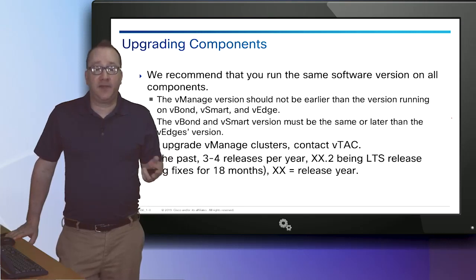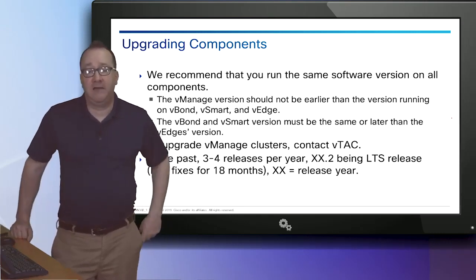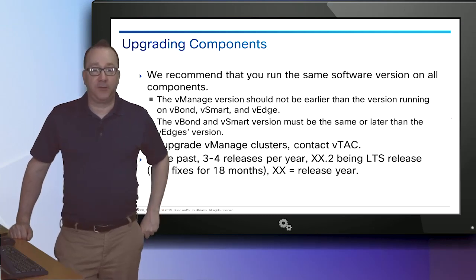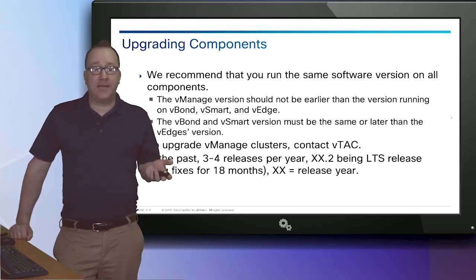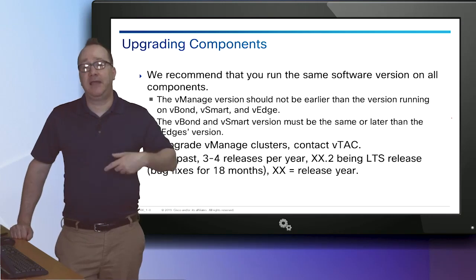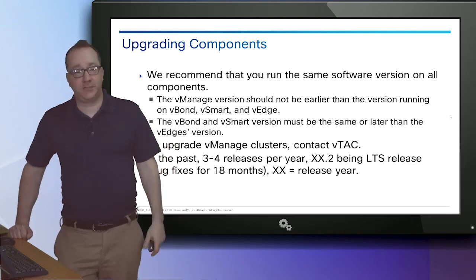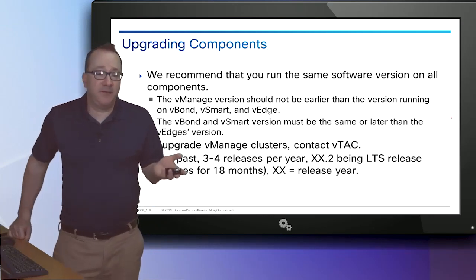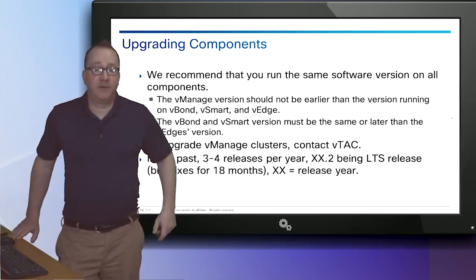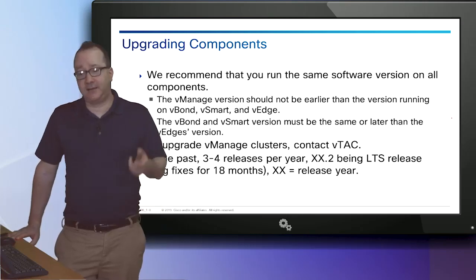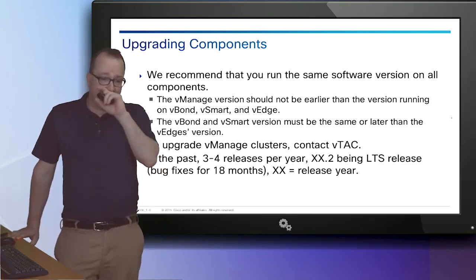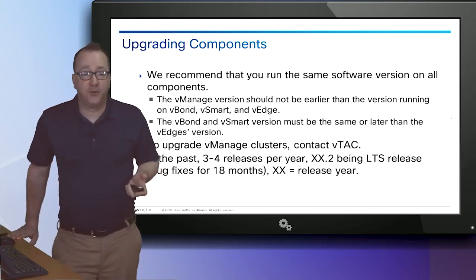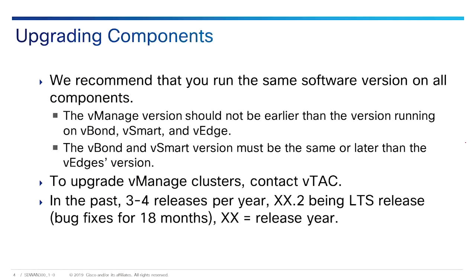vManage should always be on the latest version among all the devices. And vBond and vSmart should be on a version that is later than or equal to the network devices. The recommendation would be to upgrade vManage first, then vBond and vSmart, then the vEdges. You can upgrade a standalone vManage directly, but a vManage cluster is going to be upgraded by the Viptela TAC, VTAC, or just TAC now. We also recommend that you perform all software upgrades through the vManage GUI, not on the systems themselves.